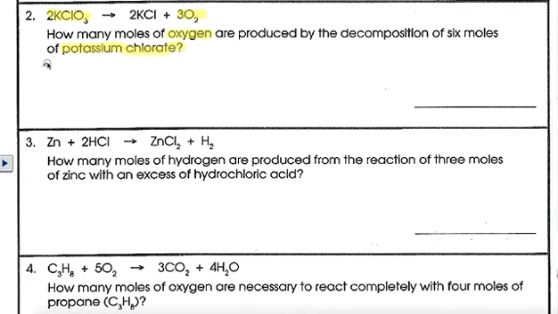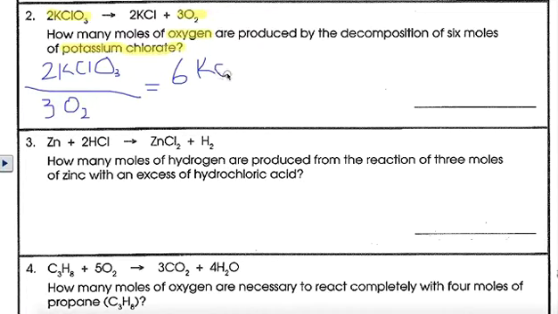Let's do this. So 2KClO3, which is potassium chlorate, produces 3 oxygens, right? So if I break this substance down, I get 3 oxygens from it. Now, if I have 6 of these instead of 2, how many oxygens am I going to be able to make?